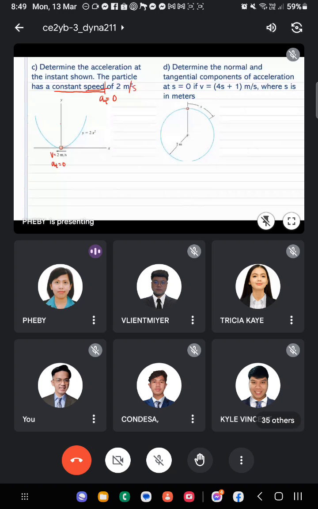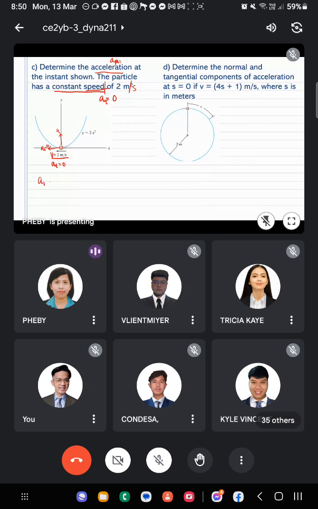Pero meron tayong normal acceleration. So yung AT natin is 0, kasi nga, constant yung kanyang speed or uniform yung motion niya dun sa tangent natin. Okay? So, ang hinahanap is the acceleration at the instant shown. So, ang hinahanap dito is the resultant acceleration. Our AT is 0, so ang kailangan na lang natin hanapin is yung kanyang normal acceleration.